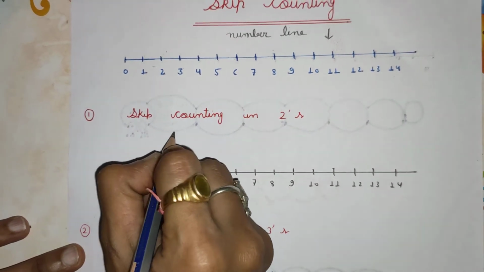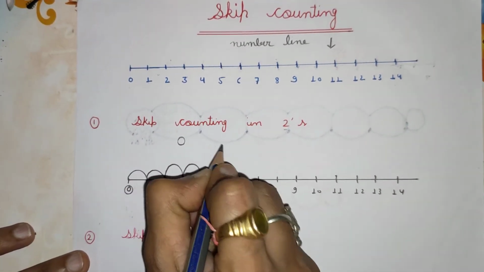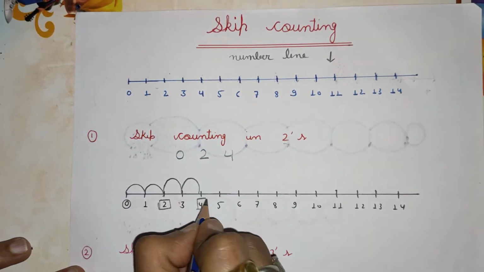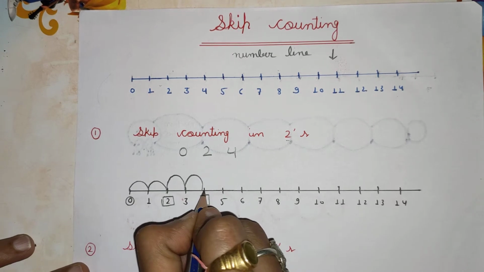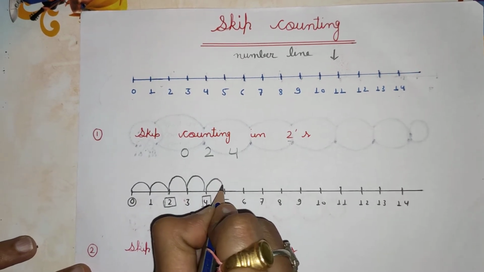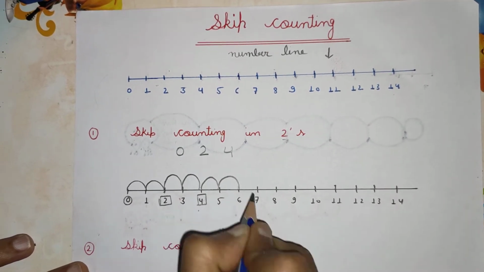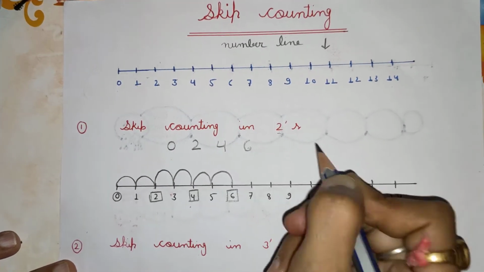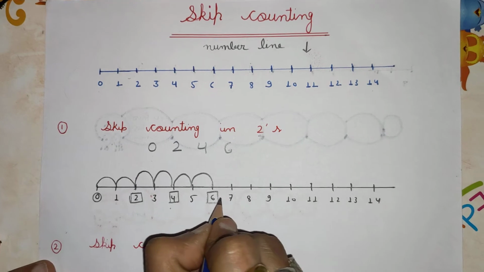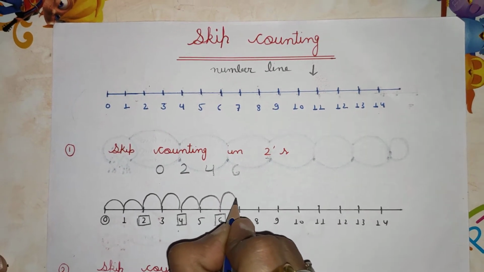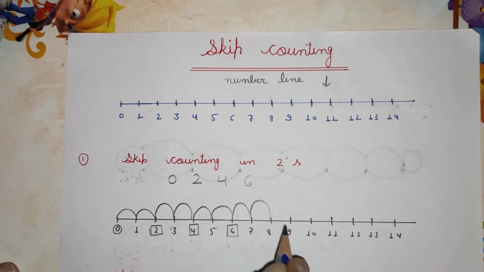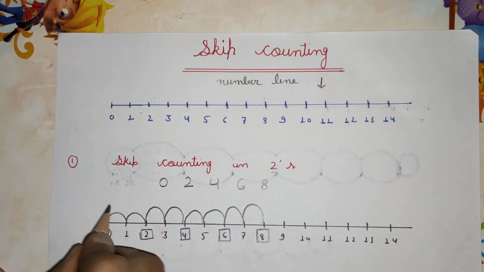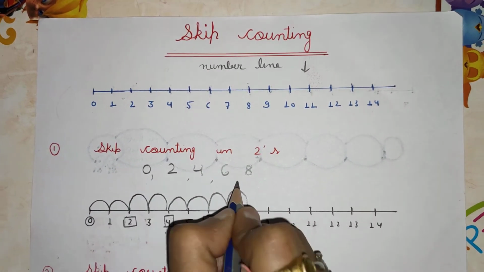Suppose I am making the series, so the series would be 0, 2, 4. Now again you have to skip 2 numbers. This is first number and this is second number, where you are reaching 6. So the next number would be 6. Now again skip 2 numbers. So this and this. So what will be the next? 8. Like that only you can perform the series.